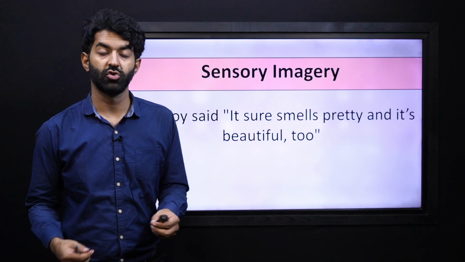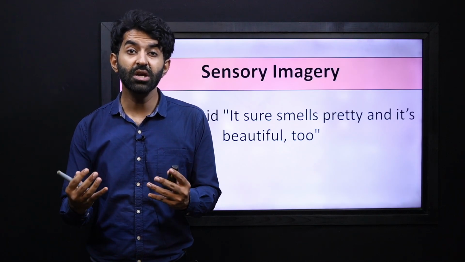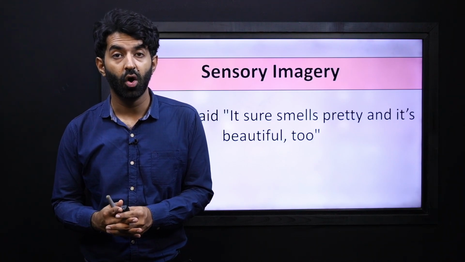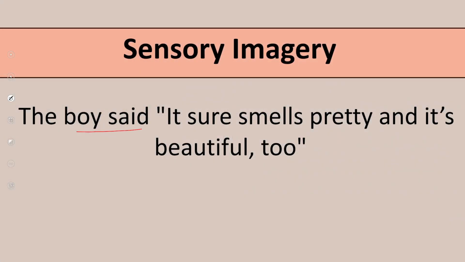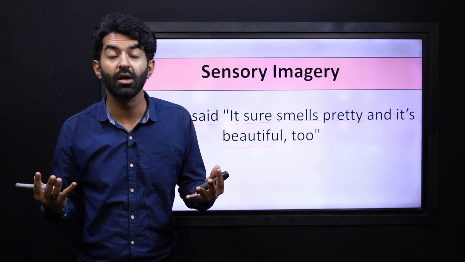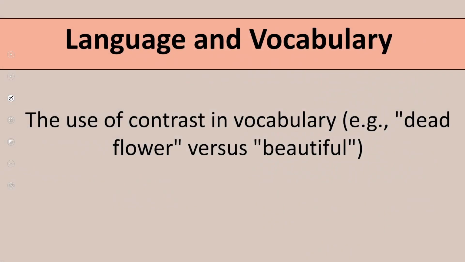Now, sensory imagery. Yes, we have 5 senses, right? So such words which are touching our 5 senses as a reader, they are called sensory imagery or sensory details. When the boy said, "It sure smells pretty and it's beautiful too." Now we can smell it, we can see, we can use our prior knowledge of smell of a flower, and we can see and visualize different flowers that are coming in our mind, and beautiful flowers we can picturize and imagine easily. Let's talk about the language and the vocabulary.